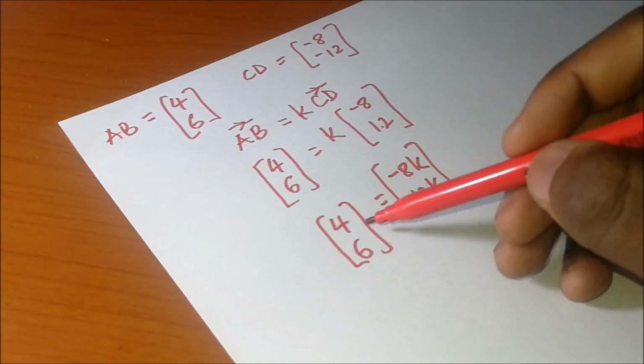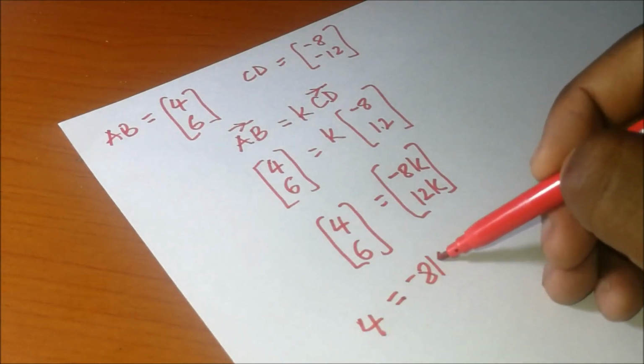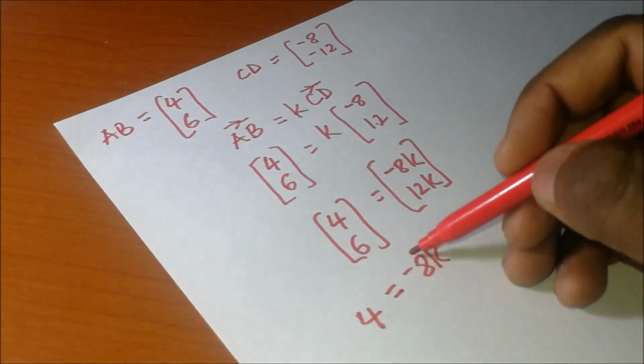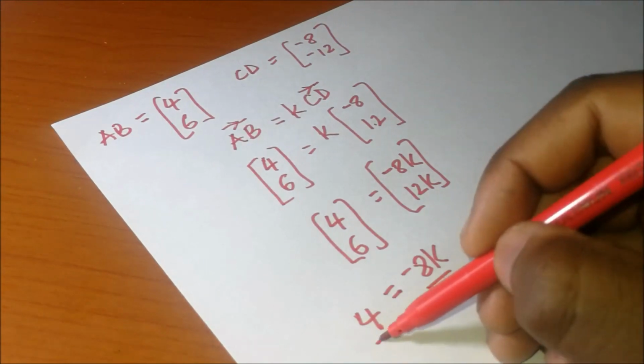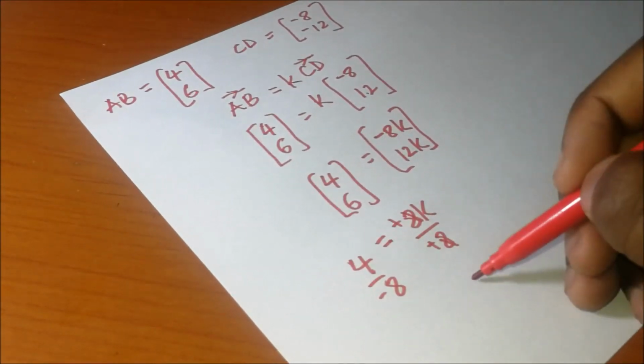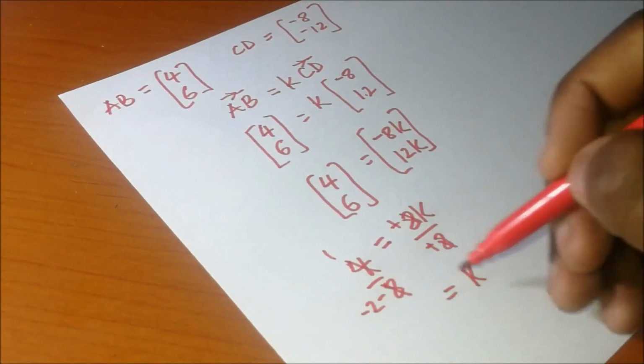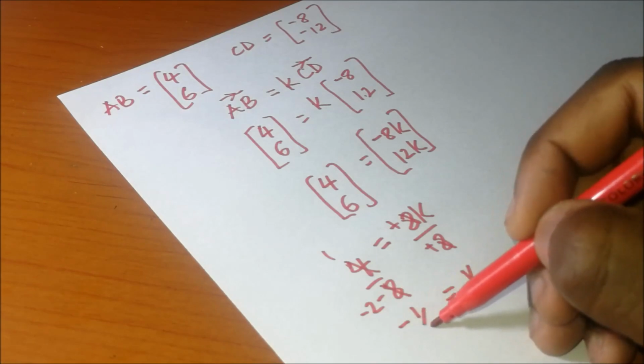So upwards, it is 4 is equal to -8k, and then if we divide both sides by -8, this goes with that. We end up with our value of k as 1 over 2, negative. So our value of k here is negative a half.